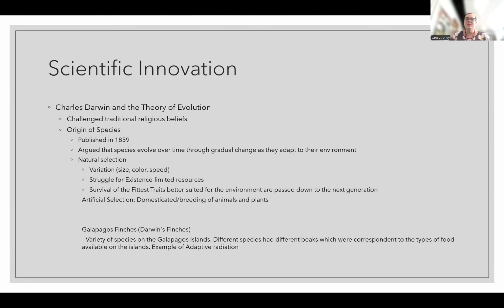So his exploration of the Galapagos Islands and seeing how different animals adapted to different situations and how he saw different species surviving or adapting.